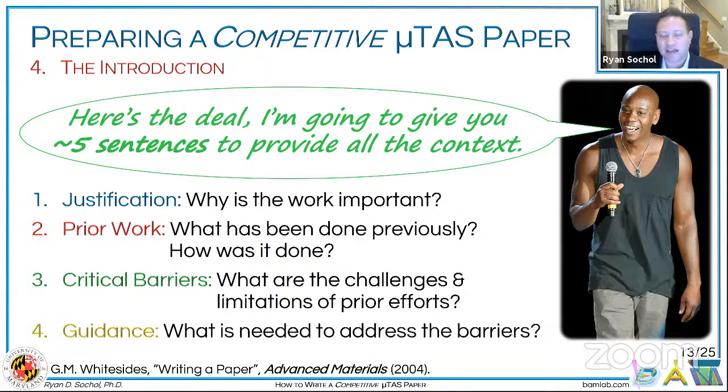And then some type of guidance, right? So explaining what would be needed to be able to address those critical barriers, right? And so hopefully in those 4 to 5 or 6 sentences, you're able to get all of this information out clearly. Anything else that's superfluous to this, you just don't have enough room. 2 pages for an entire paper is just not enough.